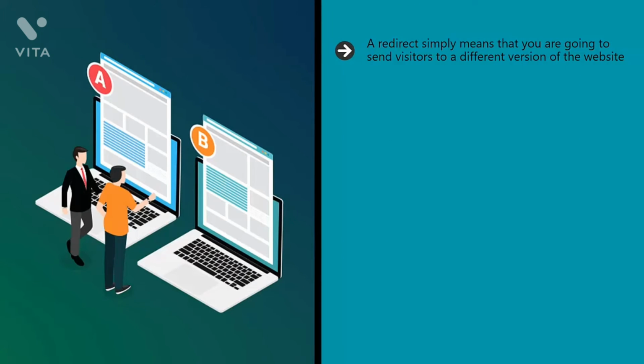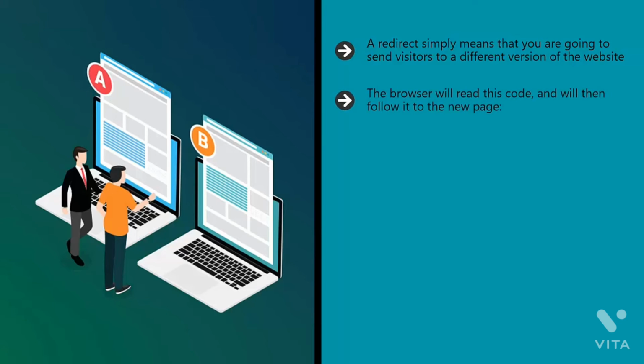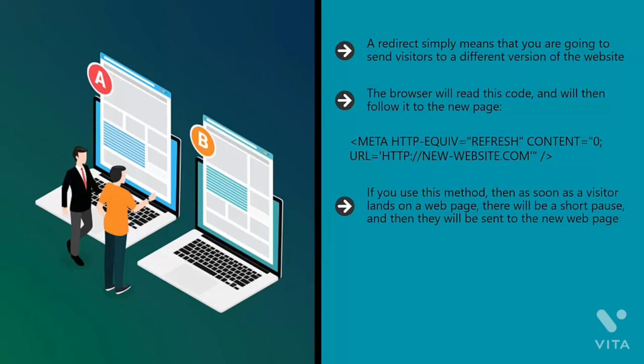A redirect simply means that you're going to send visitors to a different version of the website. This will use a number of different methods, more in a moment, but one of the simplest is the HTML redirect. The browser will read this code and will then follow it to the new page. If you use this method, then as soon as a visitor lands on a web page, there will be a short pause and then they will be sent to the new web page.